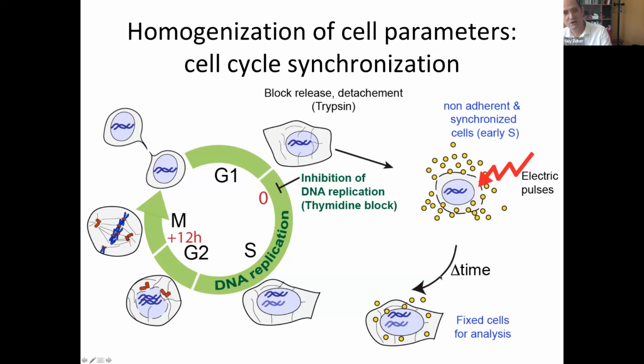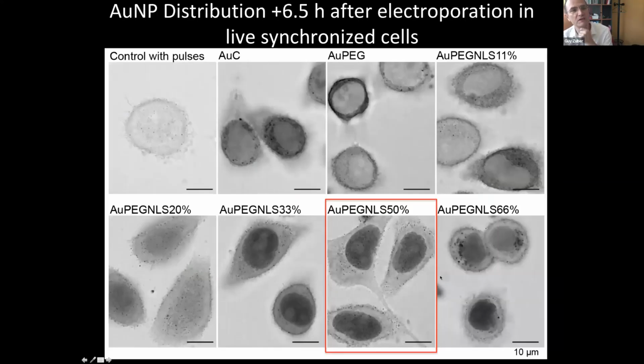And then we tried to see where the gold particles with the NLS go 6.5 hours following electroporation in those synchronized cells. Those cells do not get into division during this time. So you can see that when you have the gold particles with the peptide, they go inside the cytosol, but they do not enter the nucleus. The PEG is even more excluded.